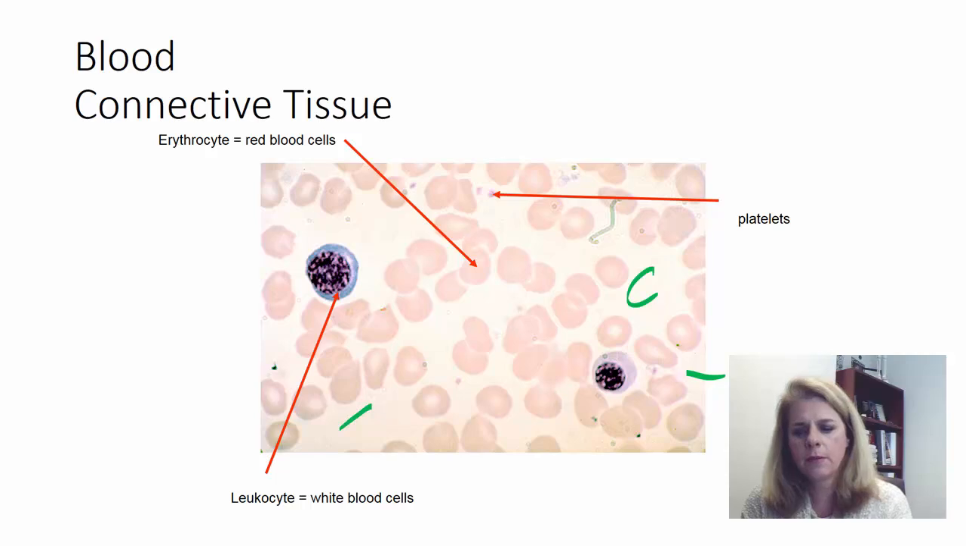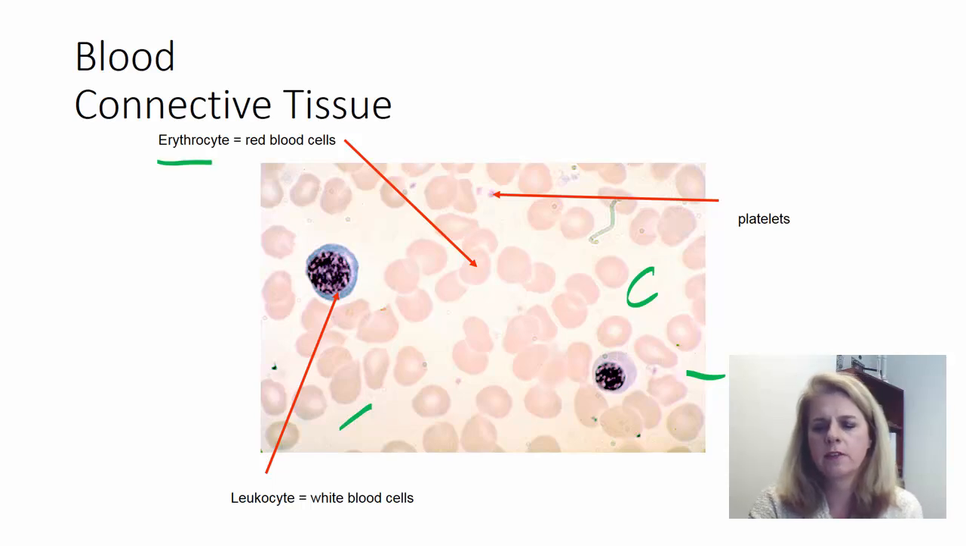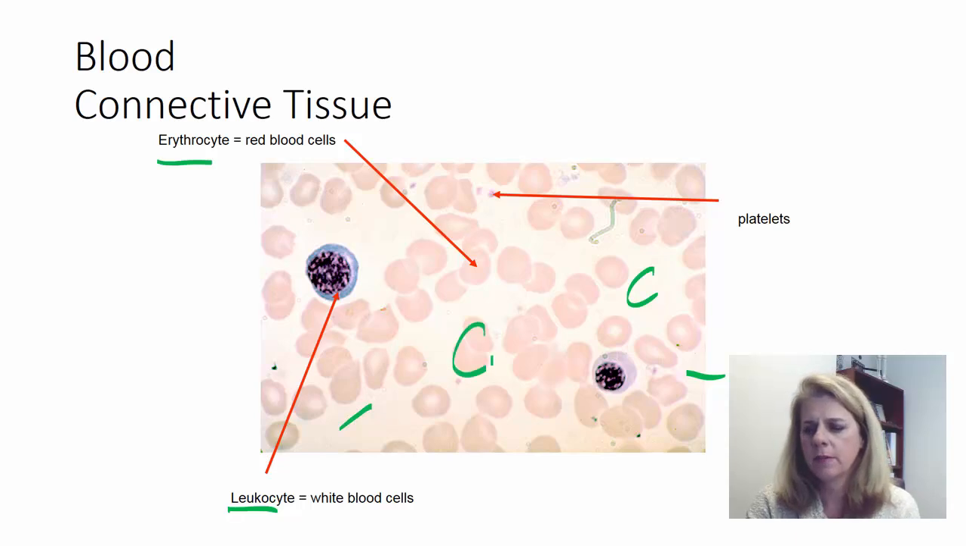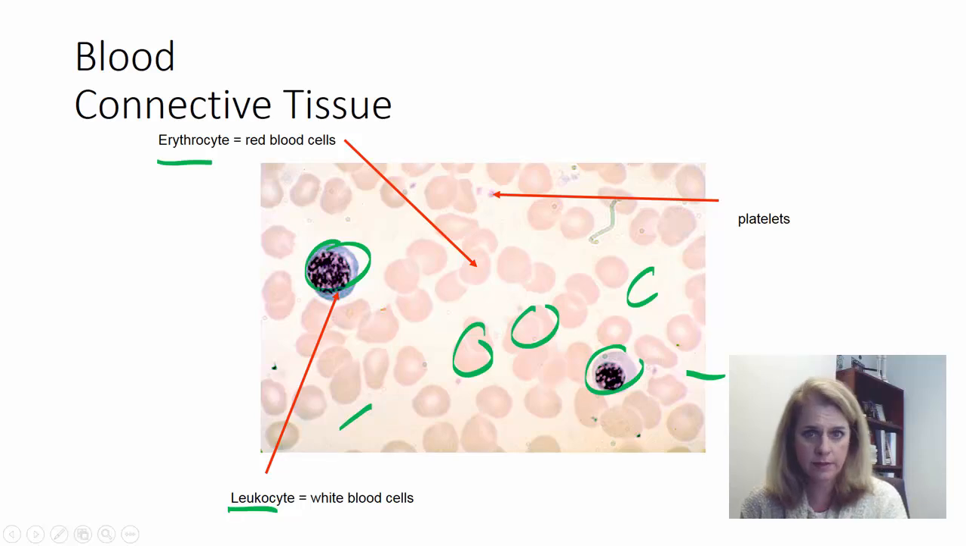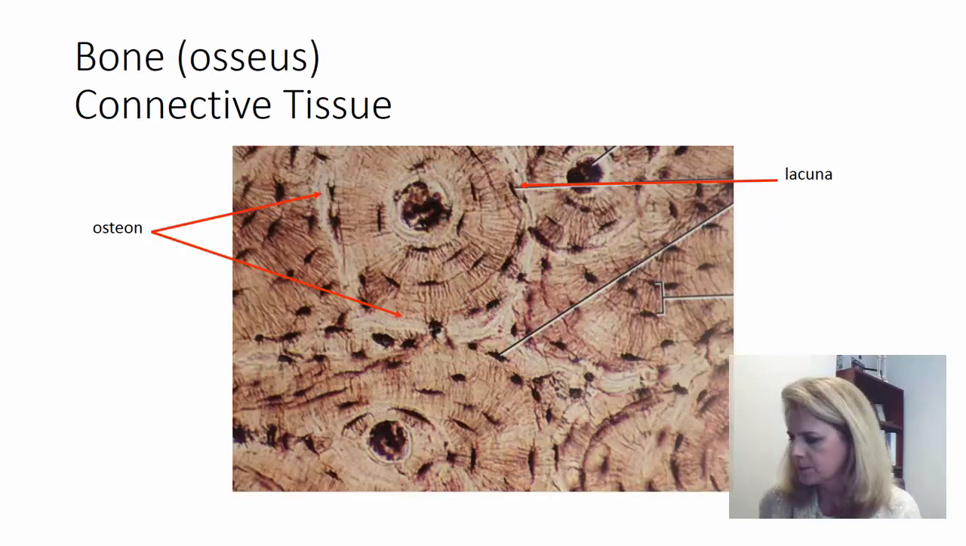And blood has two types of cells. We have red blood cells called erythrocytes and white blood cells called leukocytes. So the pink things are the red blood cells, and then the big purple things are the white blood cells. And you'll do more detail about that in your later anatomy class.